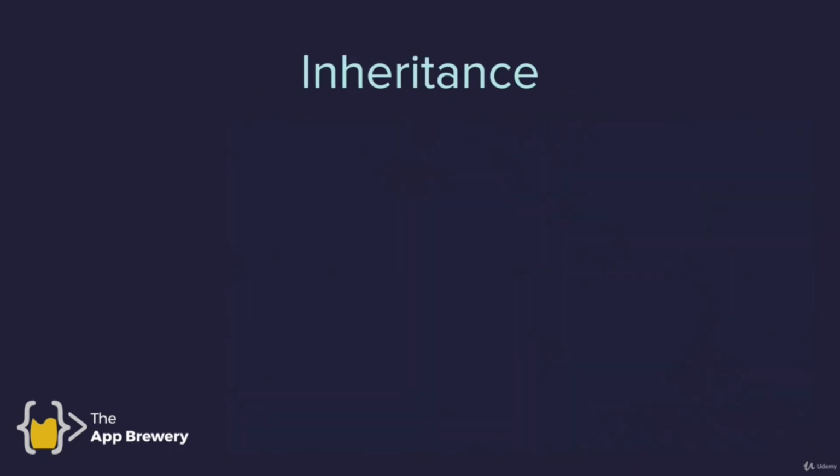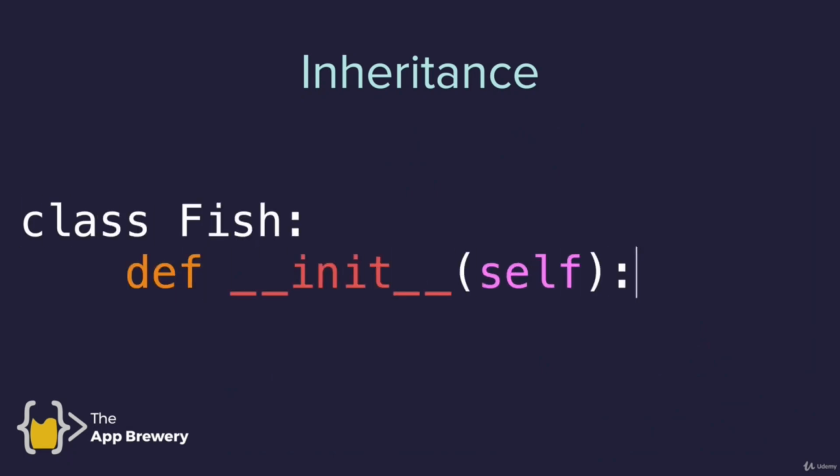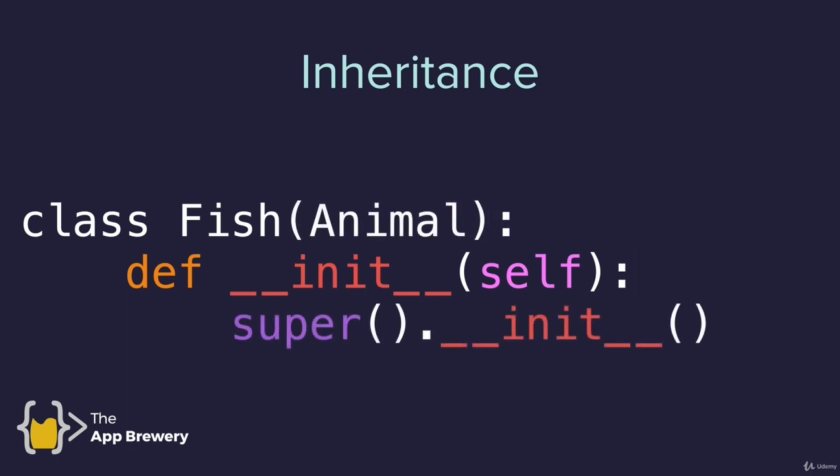Now, how does inheritance actually work in terms of the code? Well, we can define a class, let's call it Fish, and it has an initializer. In order to get this Fish class to inherit from another class, all we have to do is add a set of parentheses after the name of the class and then provide the class that we want to inherit from. So in this case, our Fish is inheriting from the Animal class.